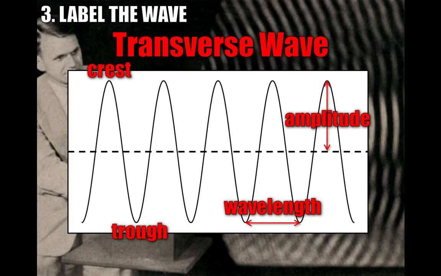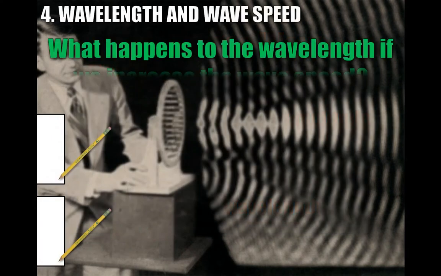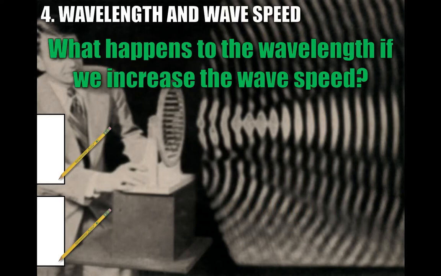So now let's do some investigations into the wavelength and how it depends on the frequency and the wave speed. First, what happens to the wavelength if we increase the wave speed? So that means we need to pull the paper faster. So what will happen to the wavelength if we increase the wave speed? I want you to think about this and try to predict what will happen.